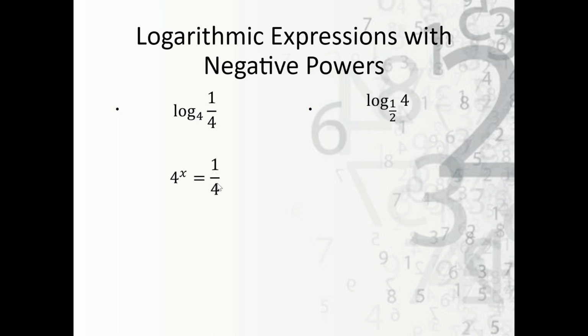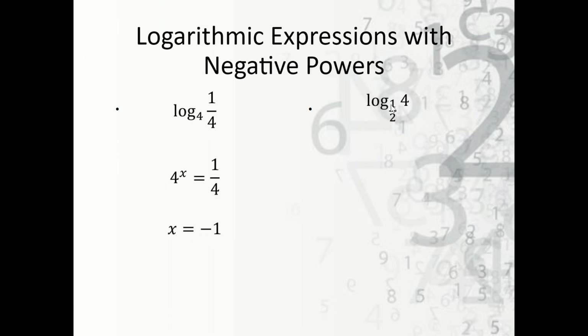So what we need to look at here is, as long as this is 1, then we're good. We just need to look at this denominator and see 4 to what power equals 4? Well, 4 to the first power equals 4, so we know it's going to be 1. And because it's in the denominator, we're going to make it a negative power. So this would be 4 to the negative first power equals 1/4. So x equals negative 1.